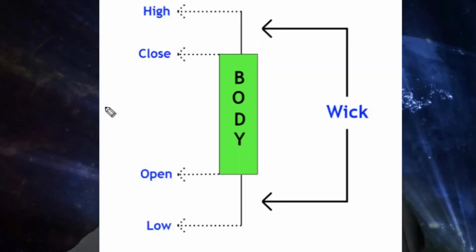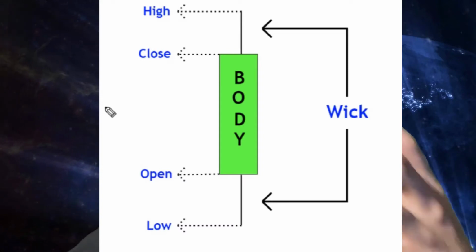Okay, so like I was saying, candlesticks consist of 3 parts: 2 wicks, aka 2 tails, if you want to call them that, and 1 body, right? And candlesticks, like I was saying earlier, give us 4 pieces of information.